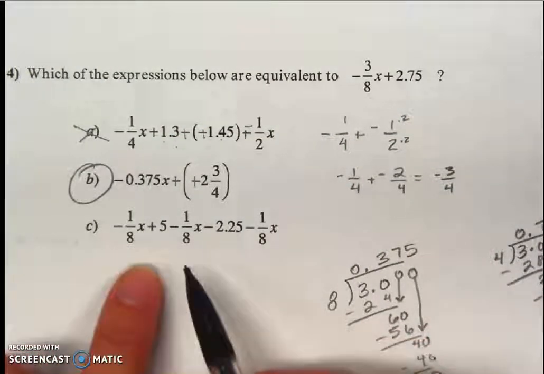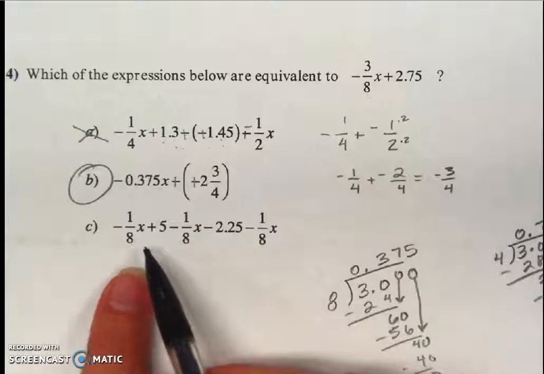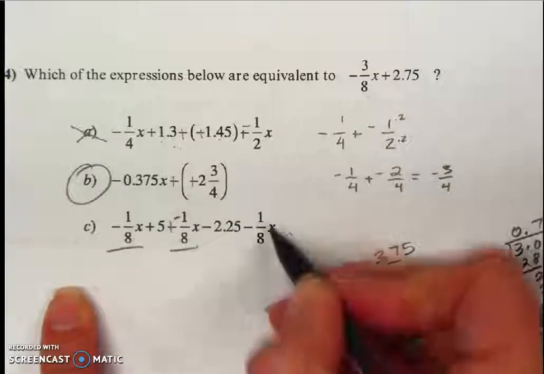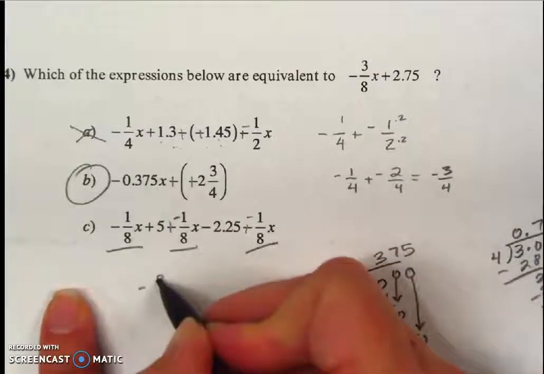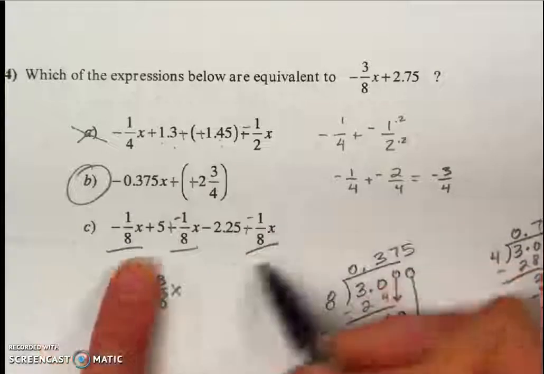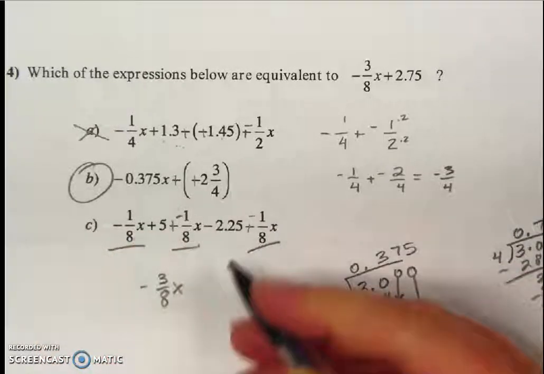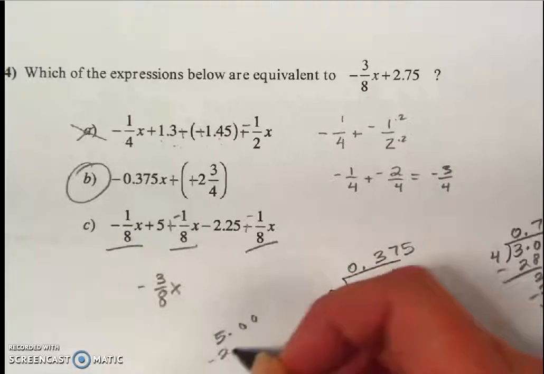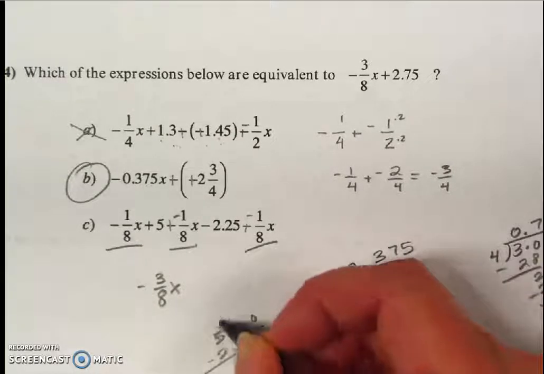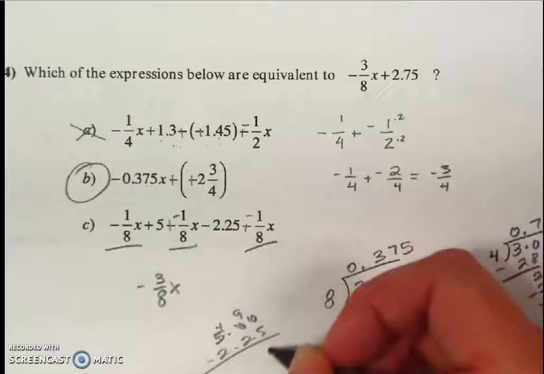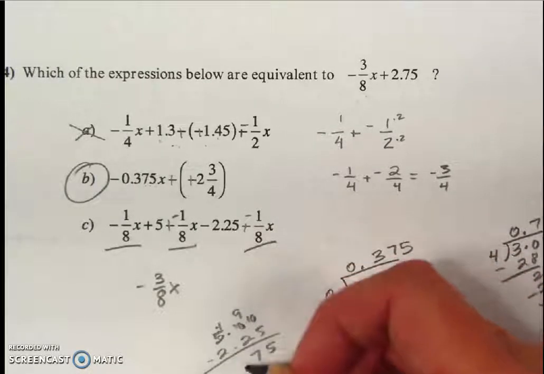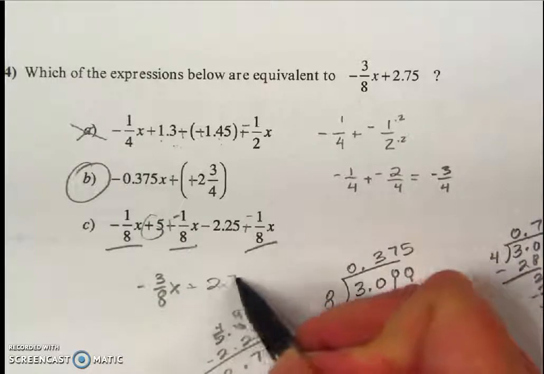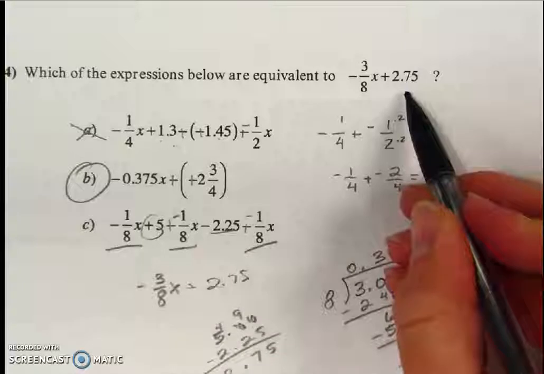Ooh, look at this one. All right, we've got a minute to work this one out. All right, let's look at these. Negative 1/8 and another negative 1/8. Ooh, and another negative 1/8. That's negative 3/8 x. What about 5 minus 2.25? 5.00 minus 2.25. Let's borrow and borrow. There we go. That'd be 5, 7, and 2. Ooh, those work out to a positive 2.75. Looks like that's a match.